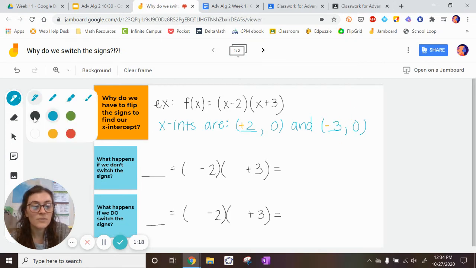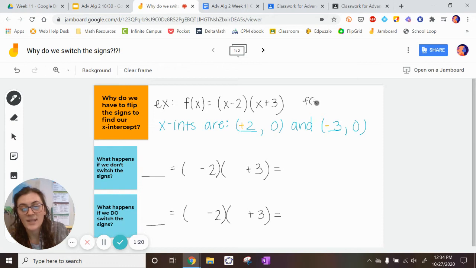And remember, factored form looks like f of x equals a times x minus p times x minus q. So in this first case, we stayed with the negative sign, so we didn't have to change anything. We just copied the 2 down. Here it went from a negative to a plus sign, and this is the same thing as x minus negative 3. So now this is in the same form as here, and we've got a negative 3.